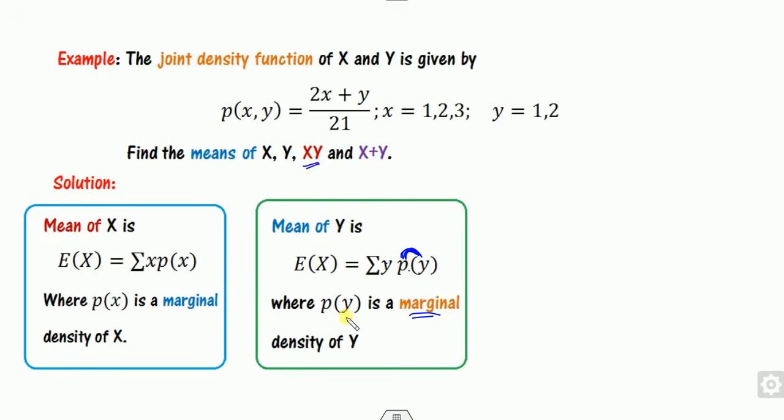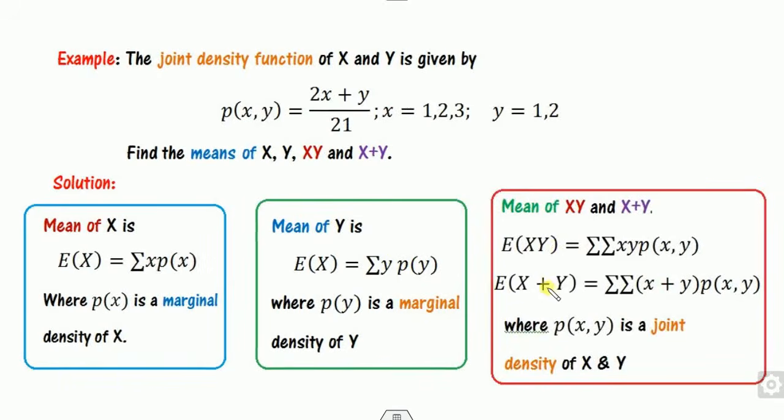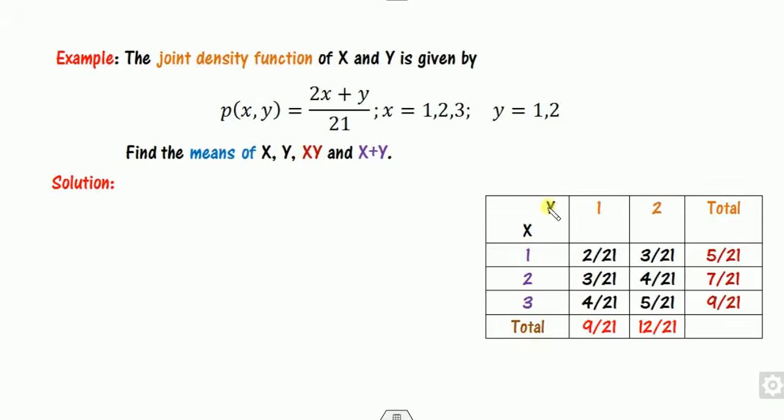On the other hand, if you find the value of xy or x plus y, this is a function depending upon both x and y. So this is a double summation of xy, and a function depending upon both x and y means there is a joint density function. Likewise for the double summation of x plus y. So in order to find the mean of this, we need to find the marginals first. How do you find the marginals? You can first construct the table corresponding to x and y.